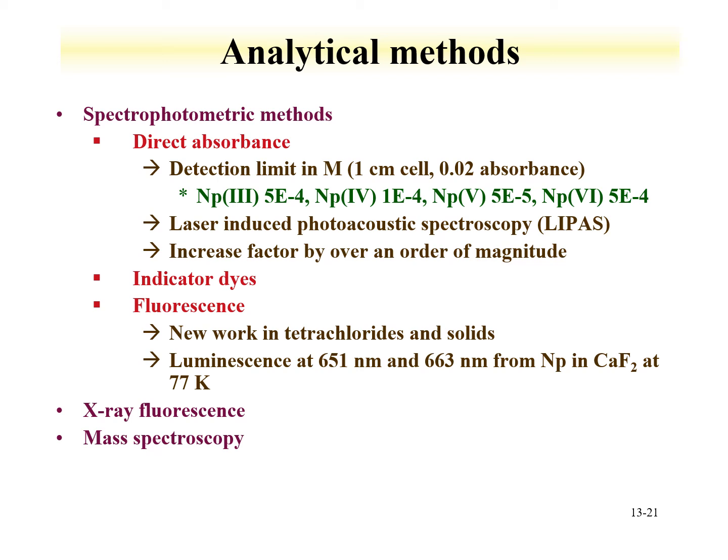Spectrophotometric routes are available, as we've already discussed. Based upon the molar absorptivities, these concentrations can be observed in UV visible spectroscopy in a 1 centimeter cell with an absorbance down to 0.02. So Neptunium-5, you can almost get down to micromole per liter. Fluorescence has also been explored. These are usually performed at low temperature. Data has been collected that shows that neptunium can fluoresce. And of course, X-ray fluorescence and mass spectroscopy are useful tools in neptunium analytical methods.